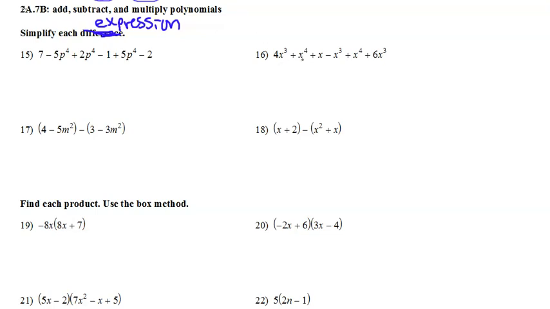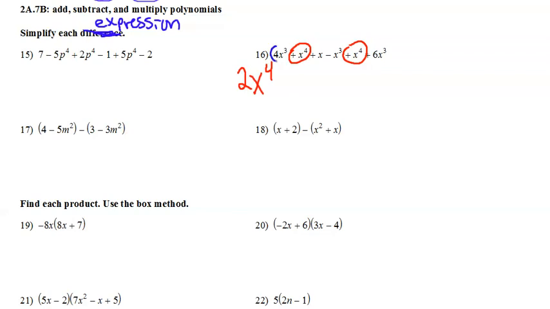4x cubed plus 1x to the fourth plus 1x minus 3x cubed plus 1x to the fourth plus 6x cubed. What we want to do is combine like terms. So let's add all the x to the fourth powers together. We have one right here and one right here. So 1 plus 1 would be 2. 2x to the fourth power. When we're adding terms together, the x to the fourth will stay the same. We won't put like x to the eighth or something. That's only when we multiply.